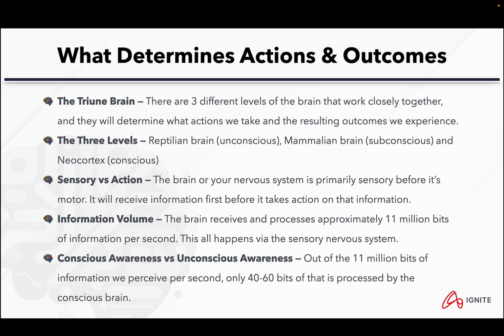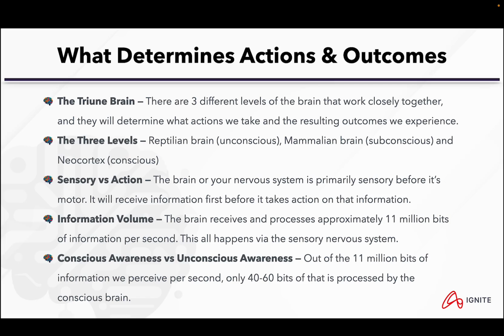So the 3 different levels are your reptilian brain, which is right at the base of the brain. It's what's called your brainstem and spinal cord. That's the unconscious part of the brain that controls all the automatic reflexes in your body, everything you can't consciously control. So it's all your muscle reflexes, your heart rate, your blood pressure, your breathing, your digestion, blinking, everything and anything you just can't consciously override.